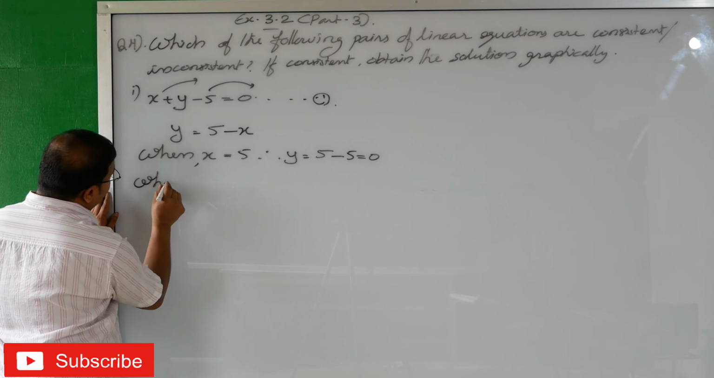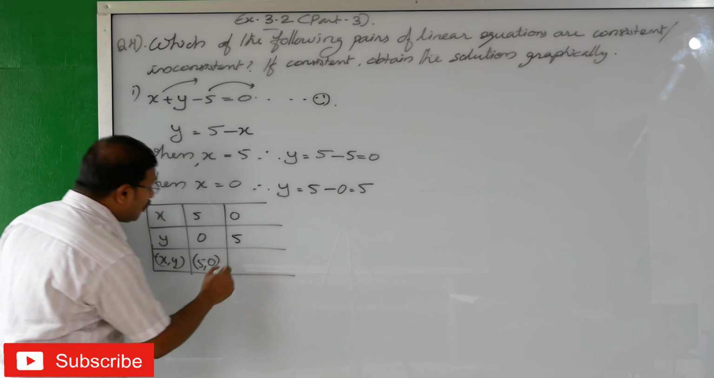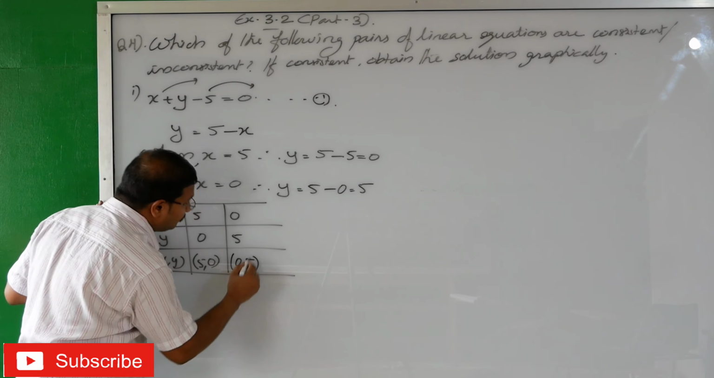Ready? The first point, we took x as 5. That time we got the value of y as 0. So the coordinates are 5, 0. Next point. Next, we took the value of x as 0. That time the value of y was 5. So the coordinates are 0 and 5.